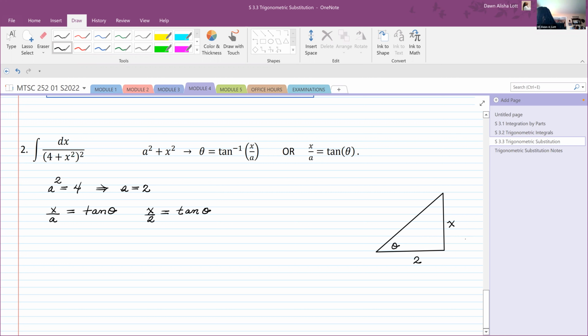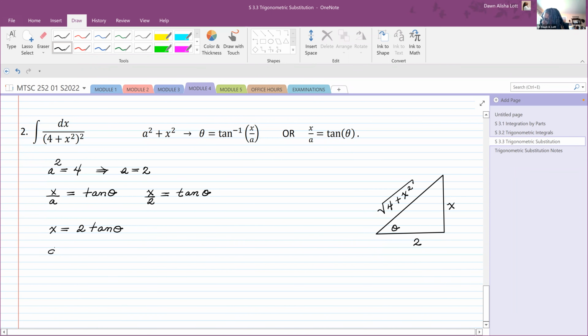That means that this side up here is the square root of 4 plus x squared. Okay, so now we get x is equal to 2 times the tangent of theta. That's good. So dx, we're going to need that, is 2 times the secant squared of theta d theta.